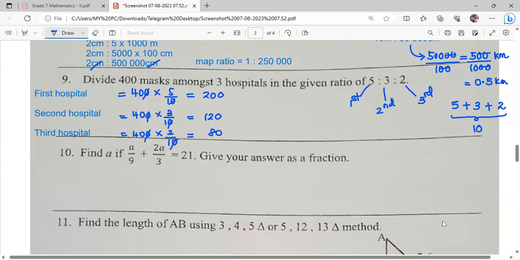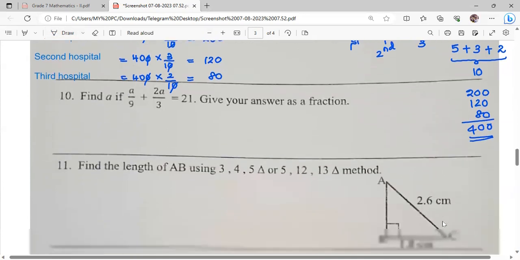Children, if you are not sure about your answer, you can do one more thing. You just add the answers 200, 120 and 80 and see whether you get 400. That's the initial number of masks I had to divide. So if I get 400, that means my answer is correct. Okay, so we'll move to the next question.